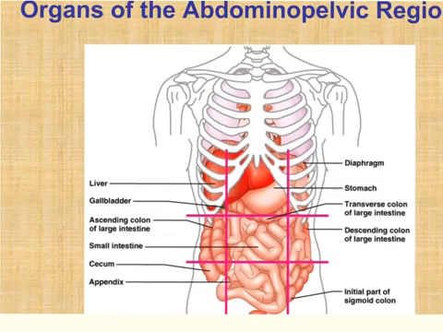Now, do review the anatomical directional terms, body planes, and just the regions and the quadrants. This is a huge foundation for helping you to start off strong in human anatomy and physiology class.